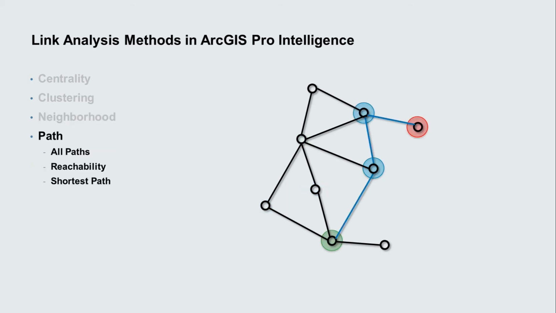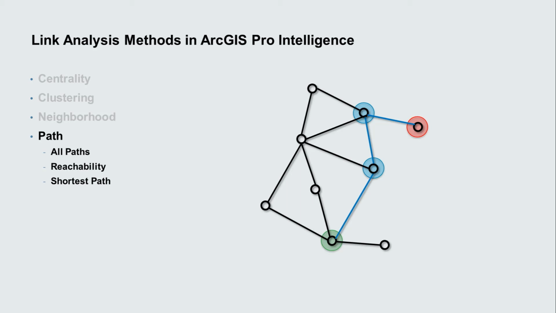Path analysis, as you may have assumed, finds the paths between nodes. All paths indicate every possible route between source and target nodes, while shortest path finds the least degrees of separation between the source and the target.